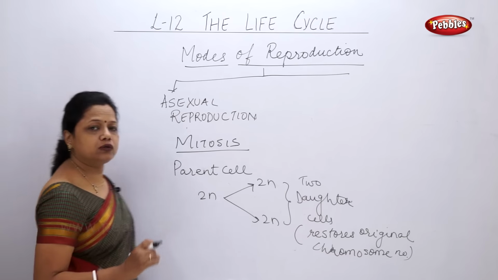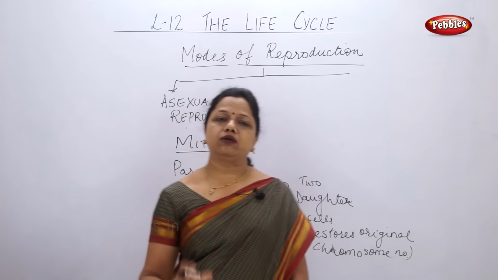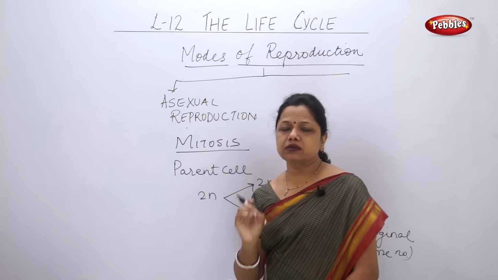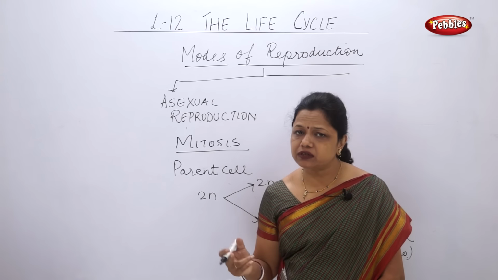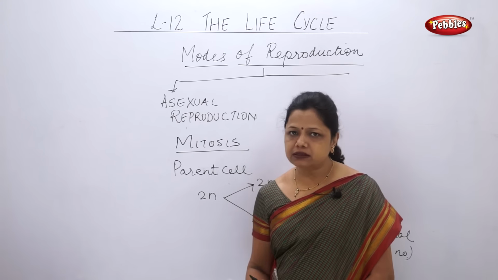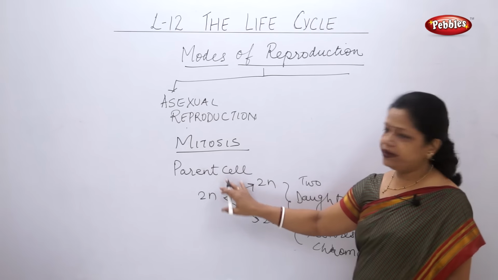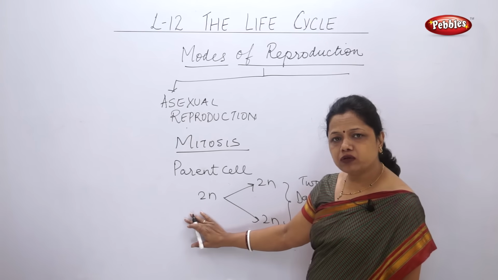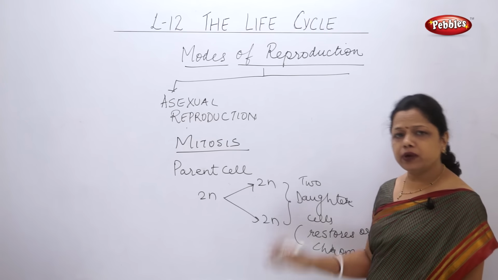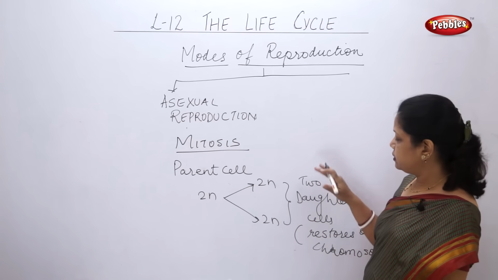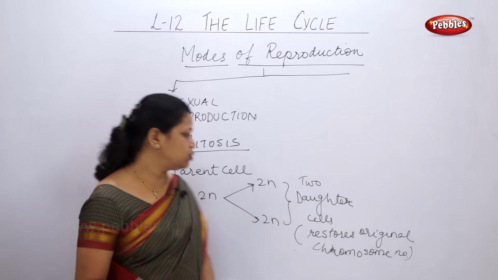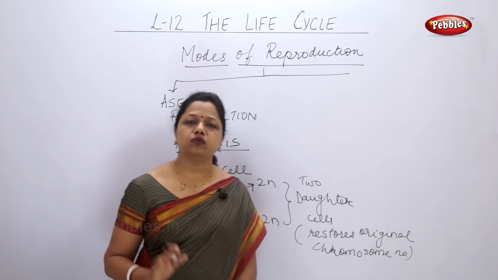If you want to show diagrammatically the mitosis and in words the definition, you will say mitosis is a process of rapid cell division for growth and development. It takes place only in the somatic cells. And how will you show? One parent cell is involved with 2n number of chromosomes. It gives both the organisms 2n number of chromosomes, and then these 2 are called as 2 daughter cells, which actually restores the original chromosome number.